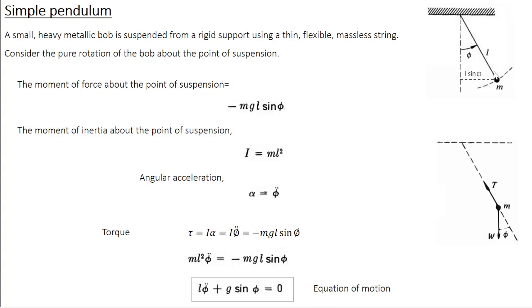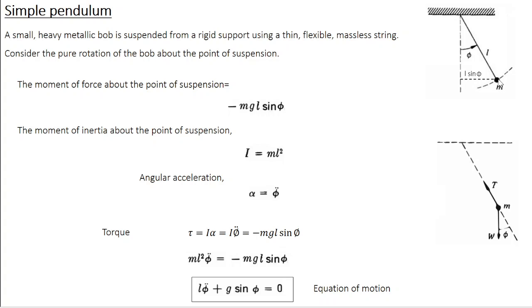So moment of force is nothing but force multiplied by perpendicular distance. So force is mg, perpendicular distance is L sine alpha. Since mg is acting in the downward direction, I have a minus sign here, so this is minus mg L sine alpha. And what about the moment of inertia?